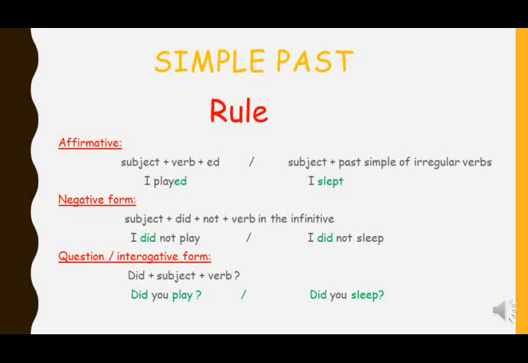So, in the negative form, we use subject plus did plus not plus the verb. For example, I did not play. Here we have the verb in the infinitive, not changed into any tense. So when we use did, we don't change the verb. The verb stays in the infinitive.